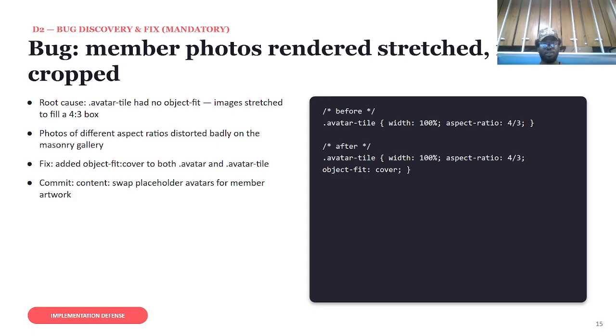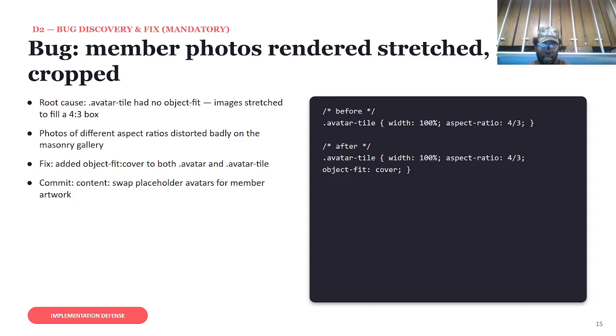So every photo that wasn't already exactly 4:3 looked visibly squashed or stretched on the gallery page. The root cause is a missing CSS property, not just a layout problem. The box sizing was correct. The image fitting behavior inside the box was not.